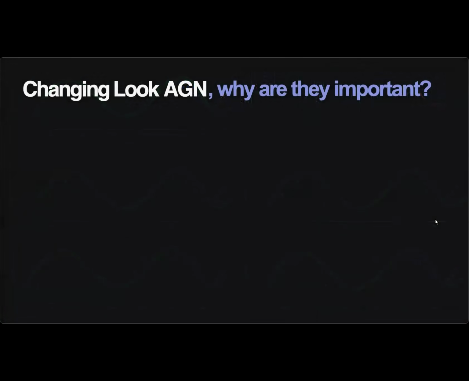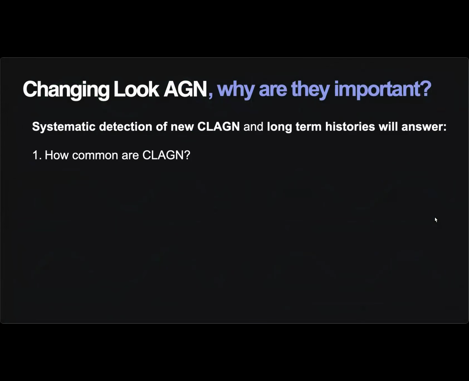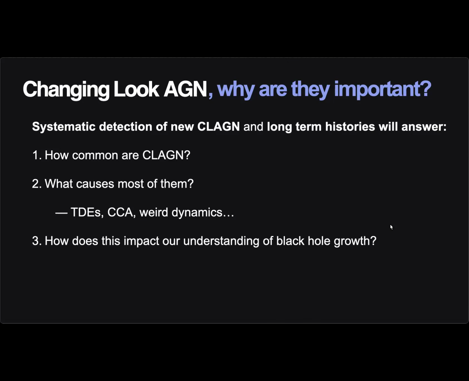So just to conclude, I'm hoping that over the next decade, we're able to systematically detect new changing look AGN rather than just find them by happenstance. And I'm hoping that by measuring their long-term history, we'll be able to figure out how common these things are, what is causing most of them, whether it's tidal disruption events, chaotic cold accretion, weird dynamical black hole stuff, and how all of this impacts our understanding of black hole growth.